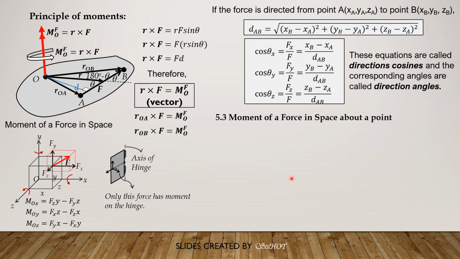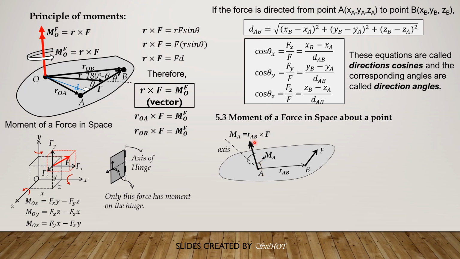So, moment of a force in space about a point. We already defined this as equal to the position vector r from the moment center to any point on the line of action, cross the force. So in this case, r AB cross F, and the moment is a vector and it is perpendicular to the plane of the force. So that's the sense. And what if we have to compute the moment of a force about this axis, which is not perpendicular to the plane of the force and in general is inclined?